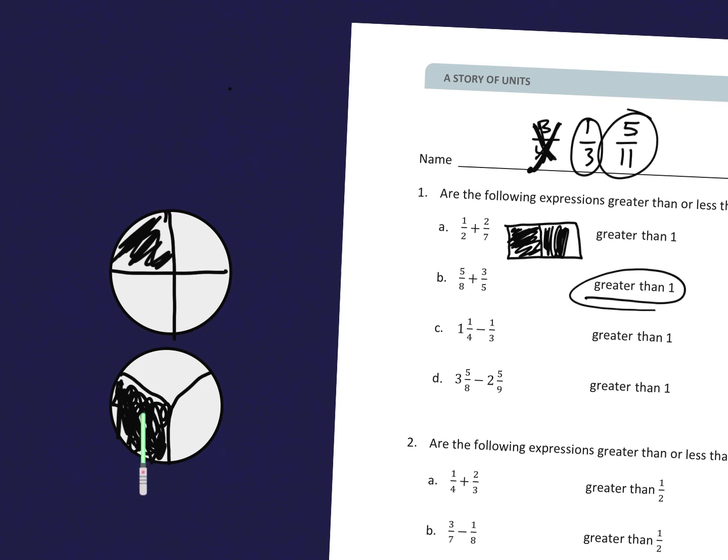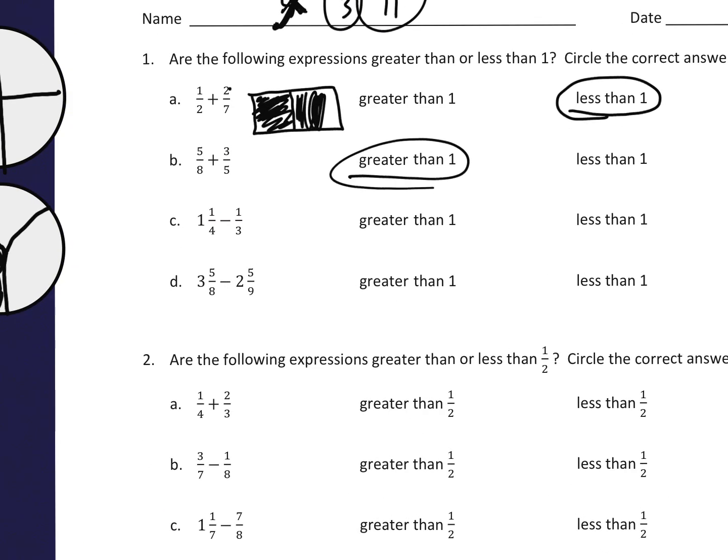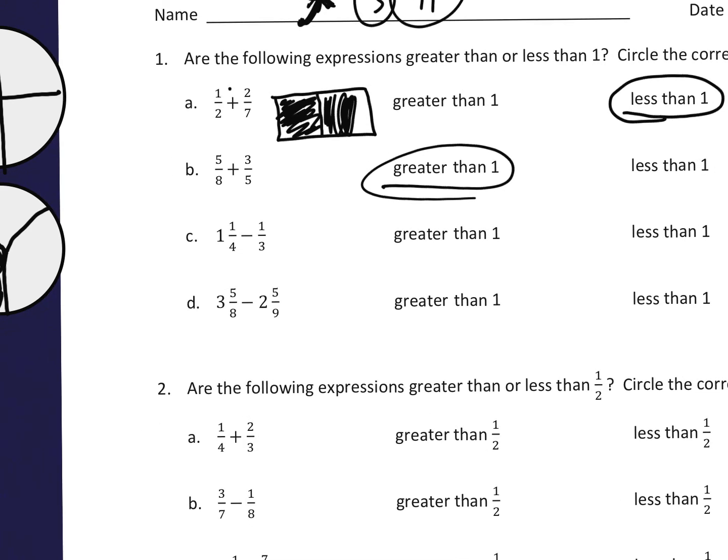The third is a bigger piece, right? So I know that 1/3 is bigger than 1/4. And so that is telling me that this is going to take away more from that number. So this is going to be less than 1.